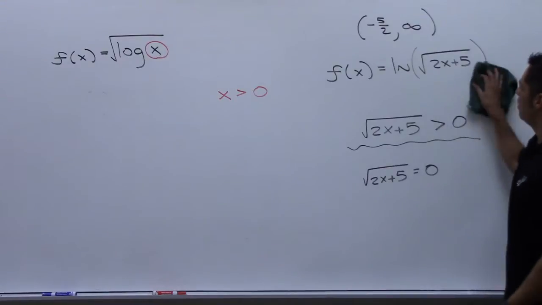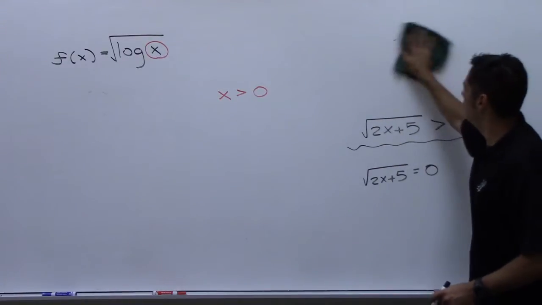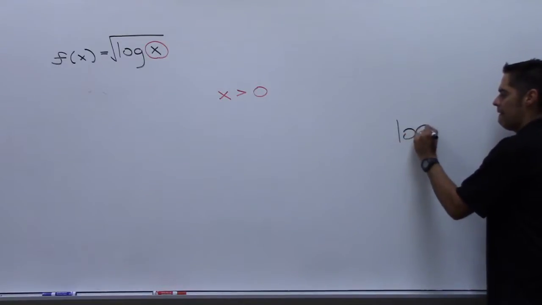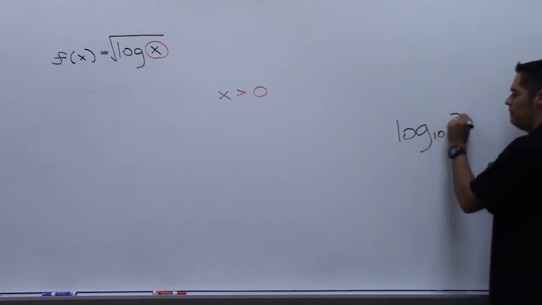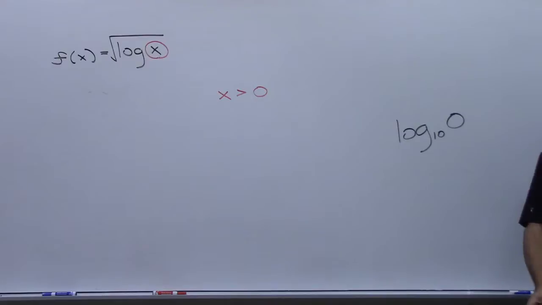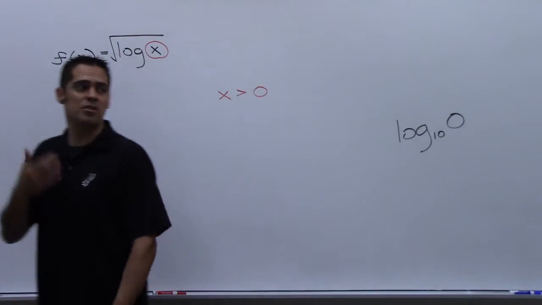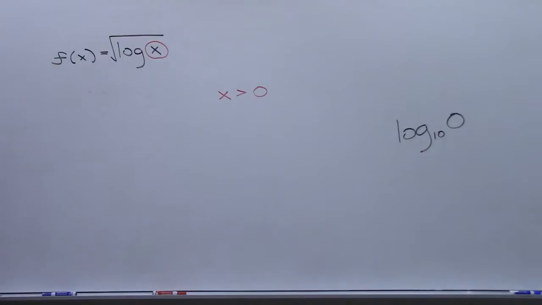Okay, so this has to be greater than. What's log of 0? The log of 1 is 0. Oh, you can't have that. That's what log of 0 is, right? 10 to what power is 0? Not going to happen. So it's going to be greater than 0. You cannot plug negatives into logs, but you can't plug 0 into logs either.